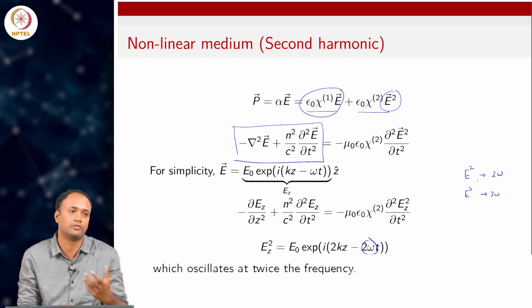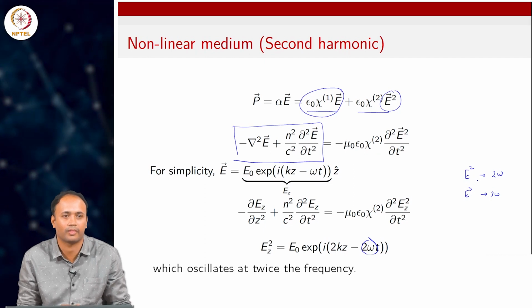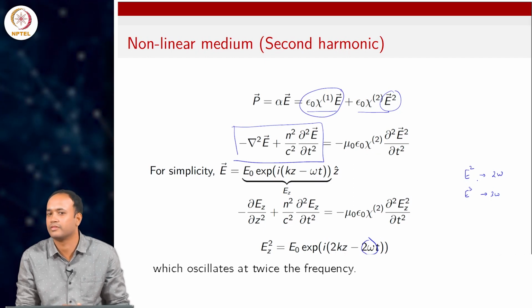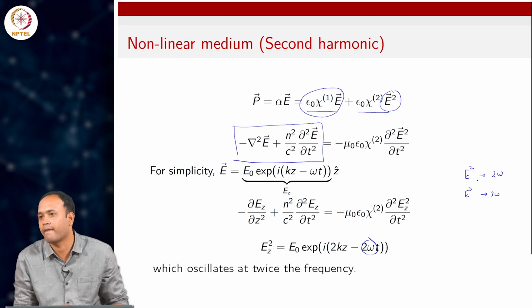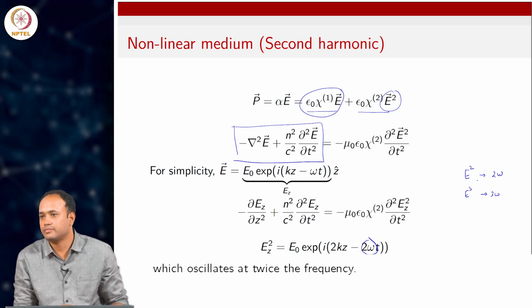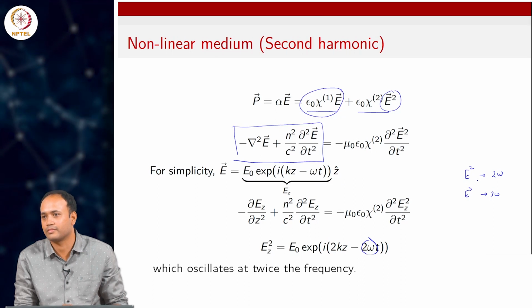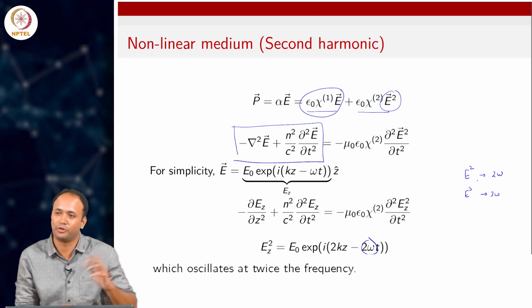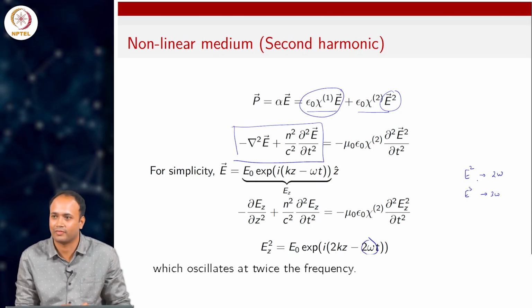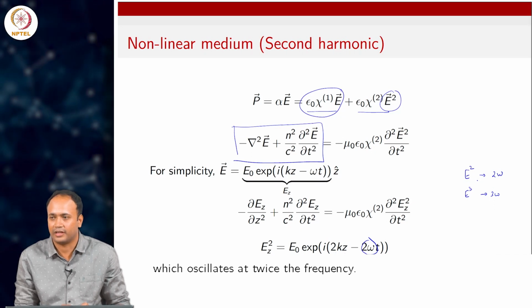I meant in terms of the usefulness of the expression. So you also previously told that you can also get frequency between 2 omega and 3 omega. Then how do you get this field? I will show you later at the end. Yeah, I'll show you later.